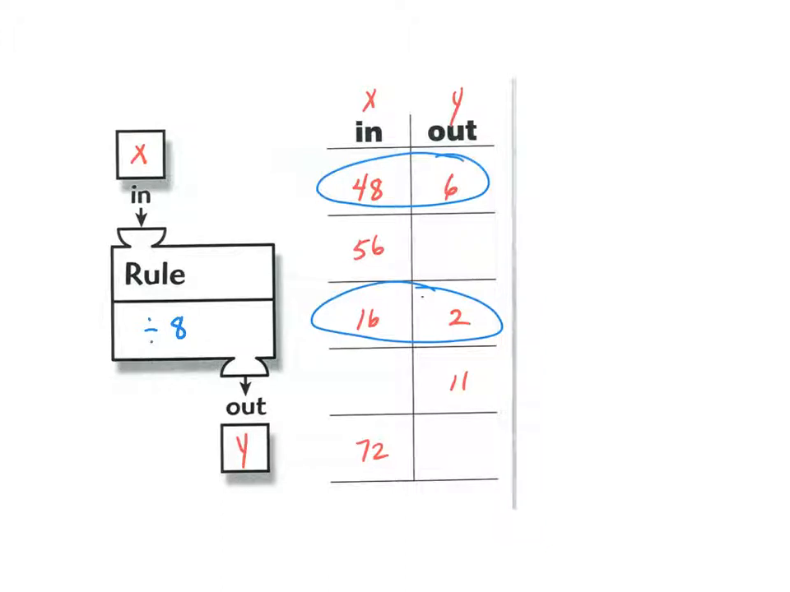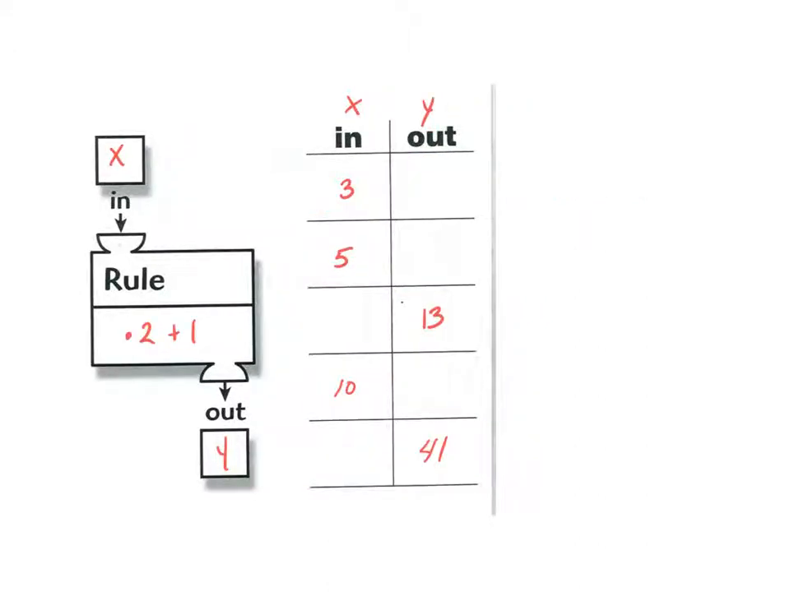I can apply that rule to the other input numbers in the table. 56 divided by 8 equals 7, and 72 divided by 8 equals 9. Now, my last blank has the output number, but I don't have the input number. If I take the input and divide it by 8, which is the rule, I should get 11. The inverse of division is multiplication, so if I go backwards, I'm going to multiply 11 times 8, which would give me 88.